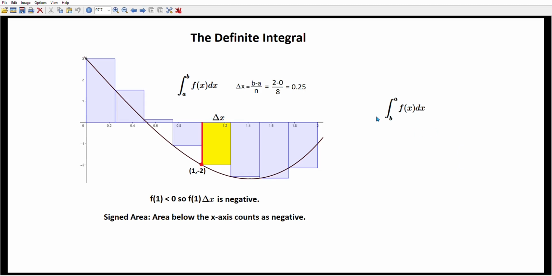Next thing, suppose instead of going from a to b, we go from b to a, reverse the so-called limits of integration. What happens is delta x is not b minus a anymore, it's a minus b over n, 0 minus 2 over 8 minus 0.25 as opposed to 0.25. Now delta x is negative. That makes everything negative. So the definite integral from b to a is the negative of the definite integral from a to b.